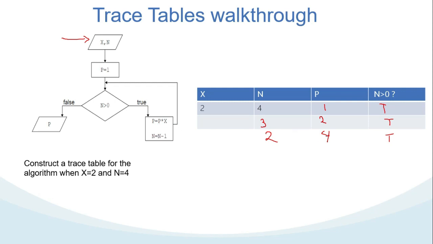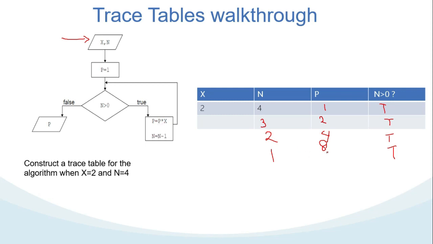The P is 4 times X, which is 2, so it's 8. Put it in the P itself. Now the N, which is 2 minus 1 is 1. And then we put it in the N itself. And then we go back to this. We check again this one. N, which is 1, greater than 0, true. And then, since it is true, again, we have to execute this one.